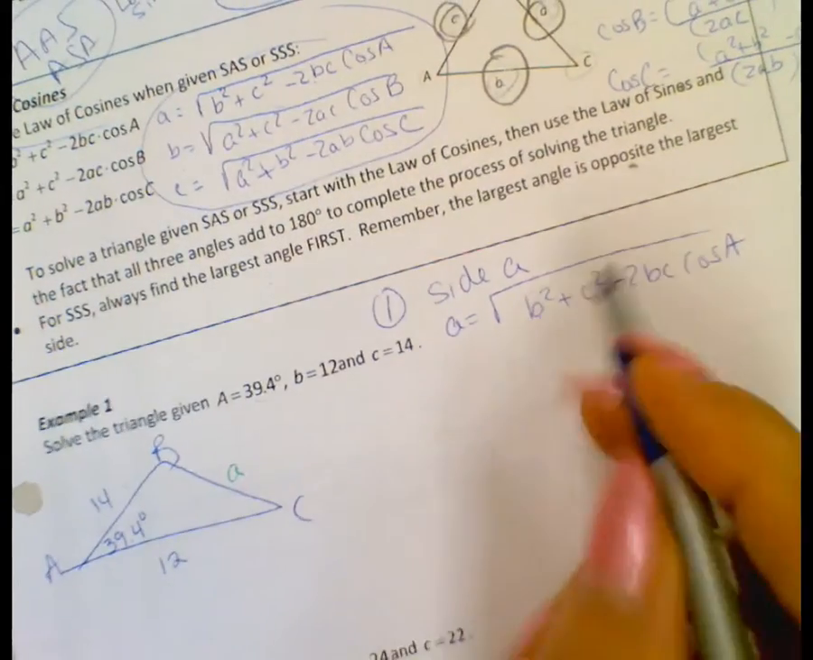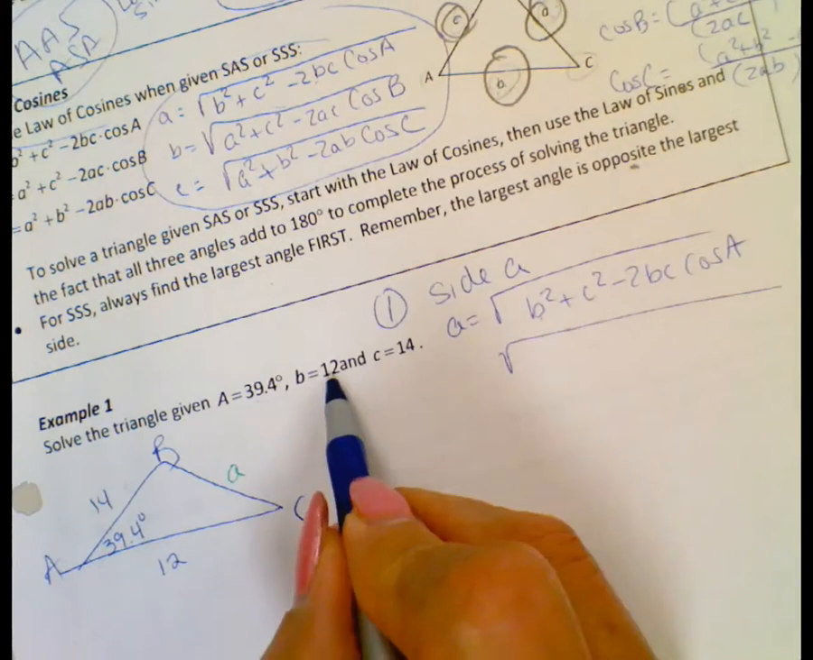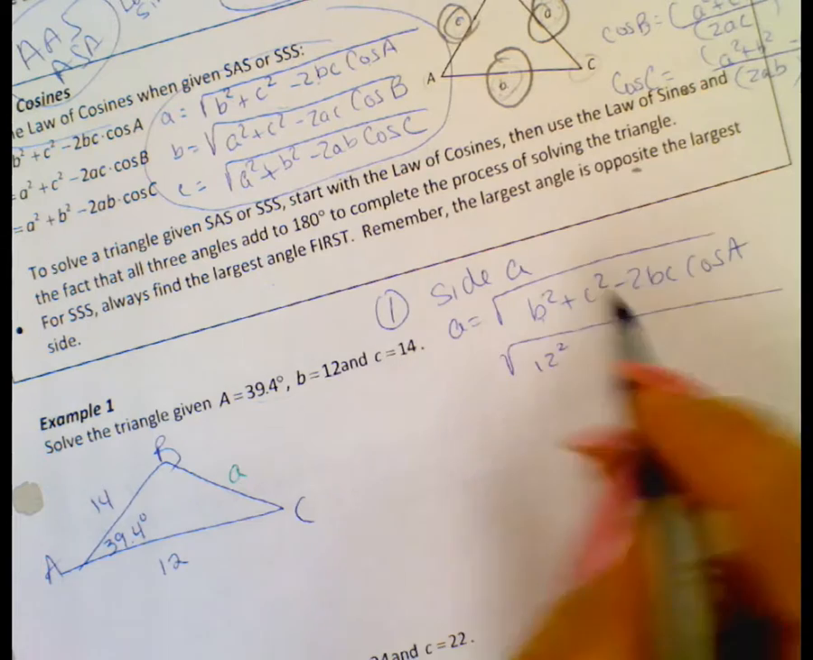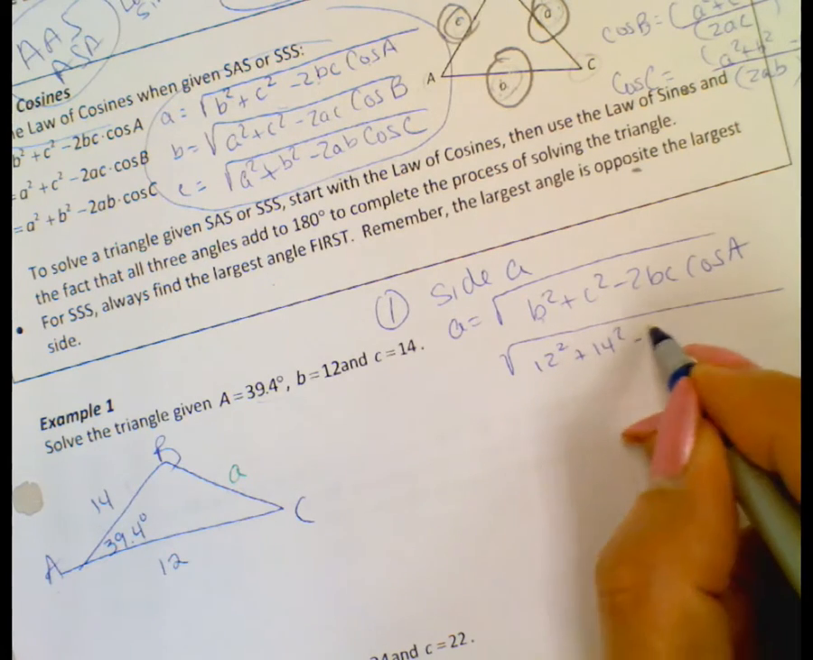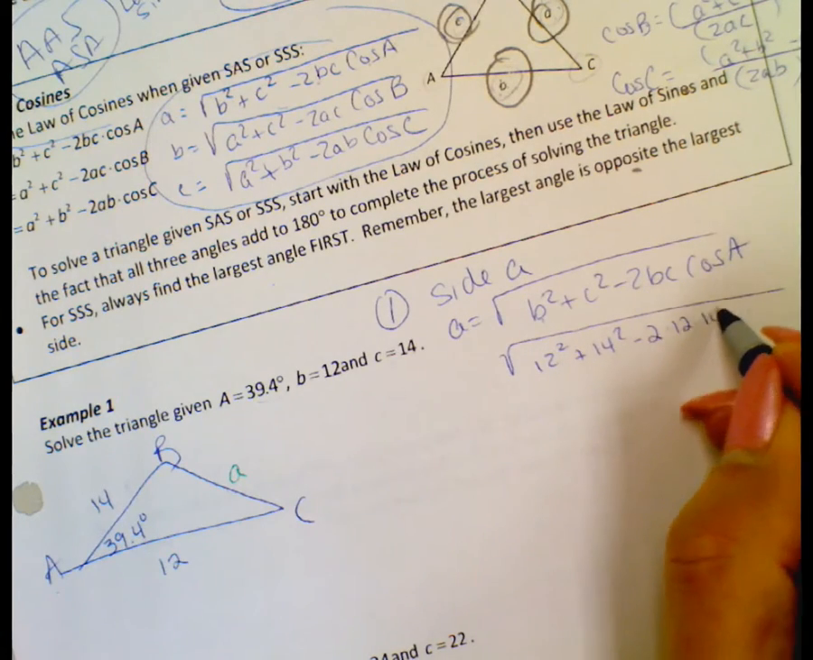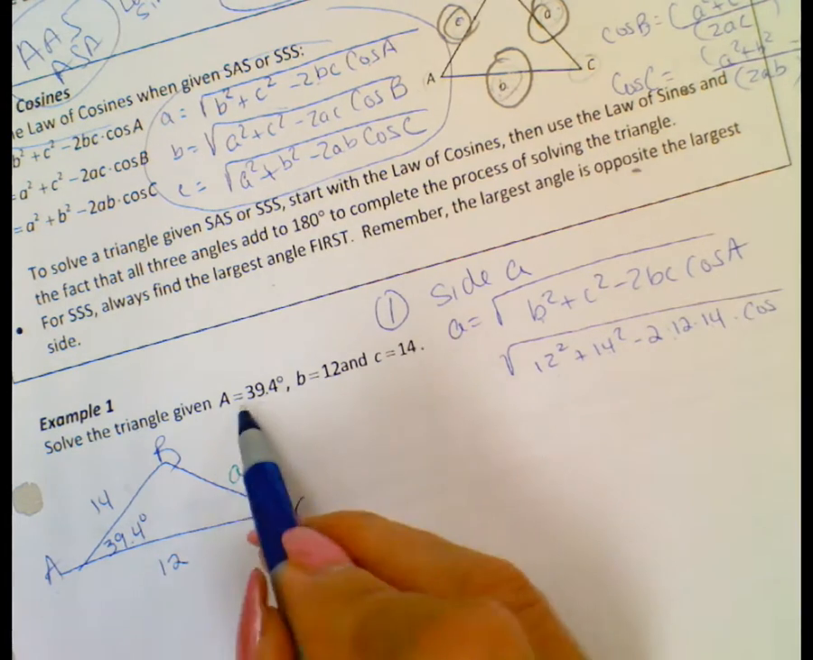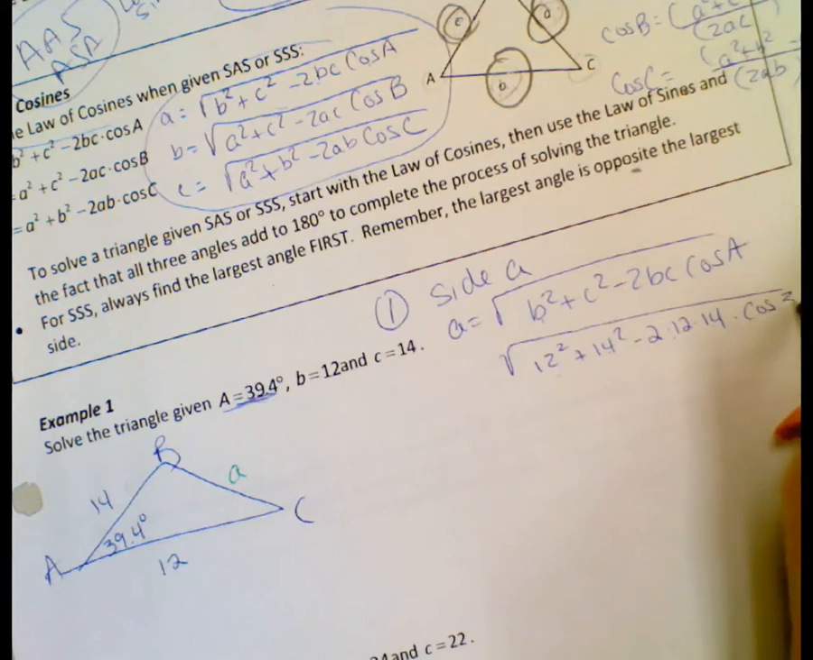Like when it says, what's B squared? Well, B's right here. B is 12, so you're going to go 12 squared. What's C? C is right here. C is 14, so you're going to go 14 squared. Minus 2 times 12 times 14. So use those numbers twice. Times cosine of the given angle, which is right here, 39.4. And we're just going to punch this into our calculator.